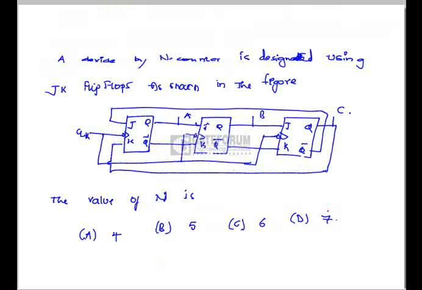A divide by n counter is designed using JK flip-flops as shown in the figure. The value of n is, if we see the configuration, this is the twisted ring counter or the Johnson counter. If the counter has n flip-flops, it is going to have 2n states. According to this statement, it has 3 flip-flops, so it has 2 into 3, that is 6 states, so option C is correct.